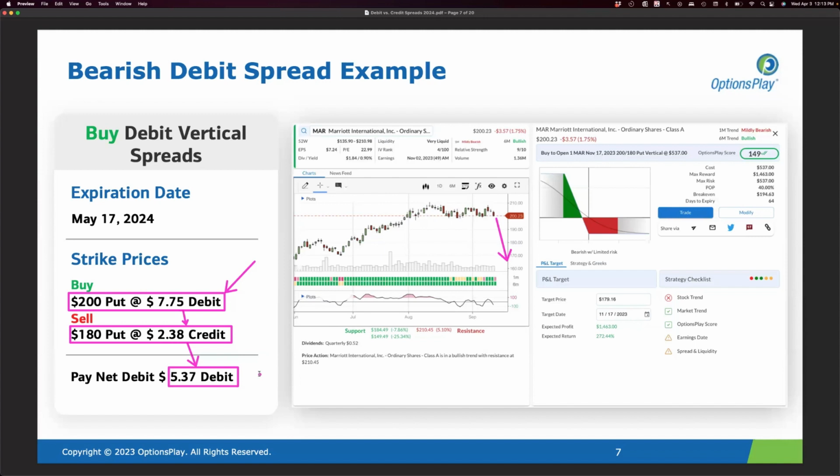You're reducing the amount of capital outlay it requires to get into the trade in exchange for limiting your downside below 180. So if the stock were to drop below 180, you're not going to be able to participate in further downside below 180, in exchange for reducing your overall risk and overall capital outlay by roughly 30%.